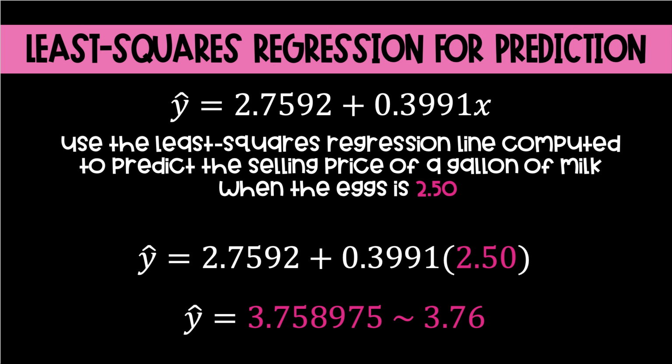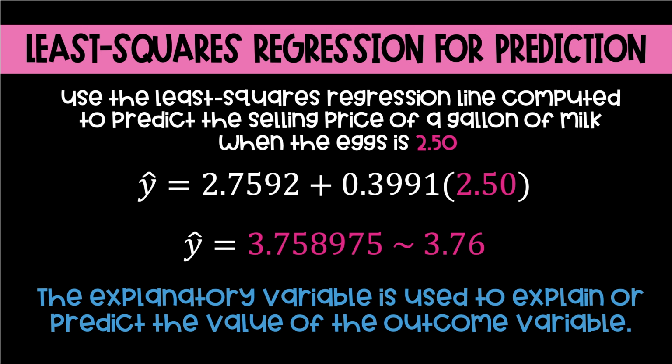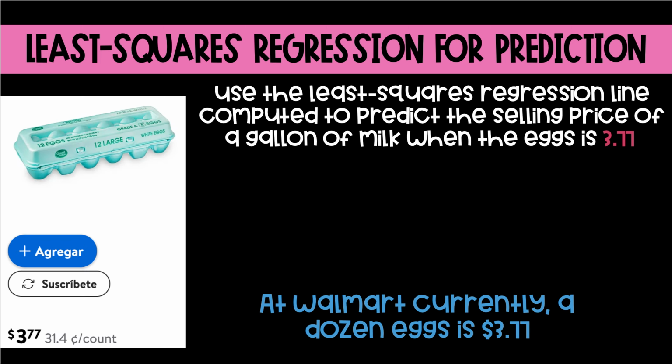Let's go over another example. We're going to use the least squares regression line to predict the selling price of a gallon of milk when the X is 3.77. Do not penalize me for this. This was taken a while ago. I know the price of a dozen of eggs is more expensive now. But let's take it as $3.77 from Walmart.